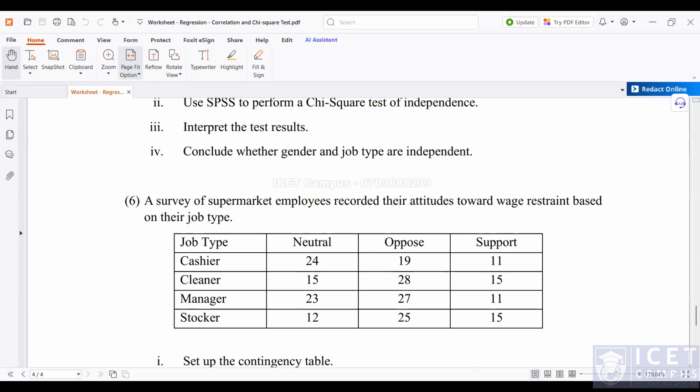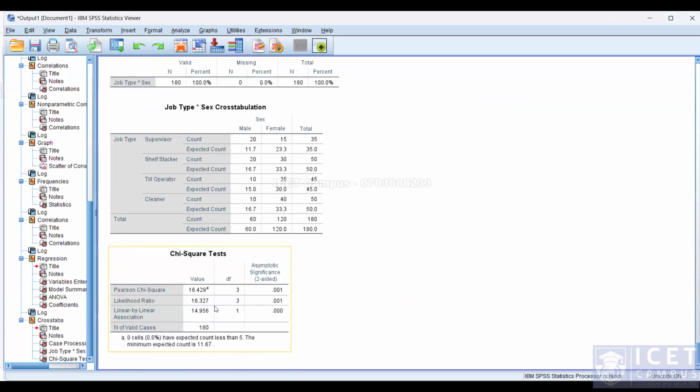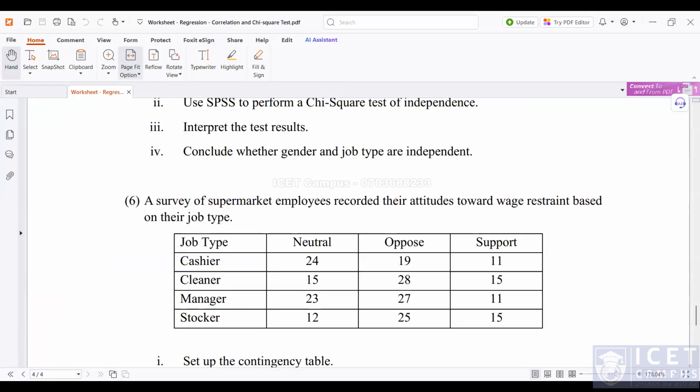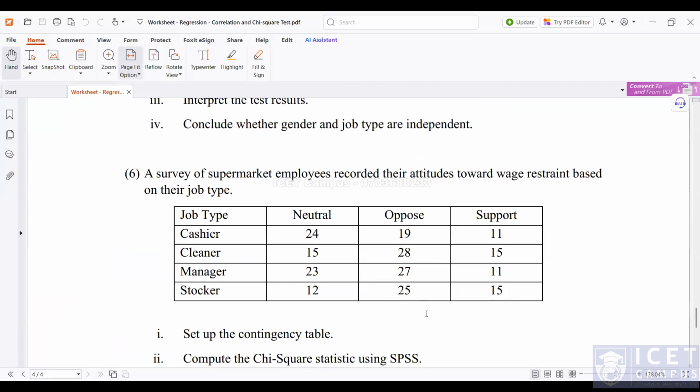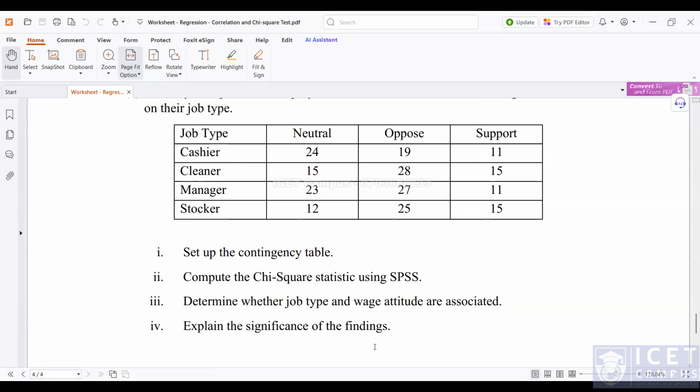So we can write there is a relationship between gender and job type. Our chi-square significance value is 0.001, which is less than 0.05. Therefore, we can reject the null hypothesis. So there is a relationship here. Then we can write the conclusion: gender and job type are not independent, because job type depends on gender. Okay, next one, explain the significance of the findings.